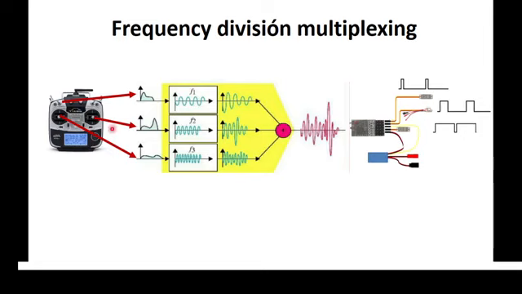To do that, the transmitter joins the radio signals from the different channels into a single signal using the frequency division multiplexing technique. The receiver will demultiplex the signal into the different PWM signals.